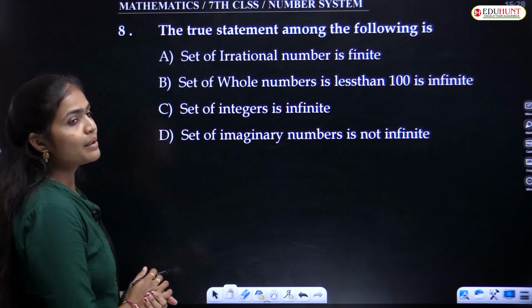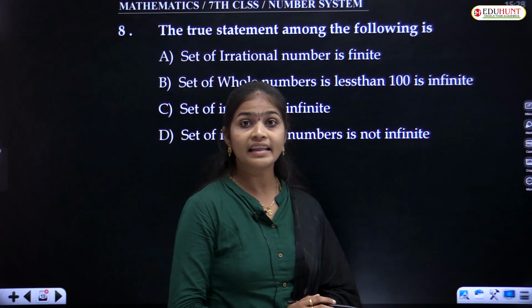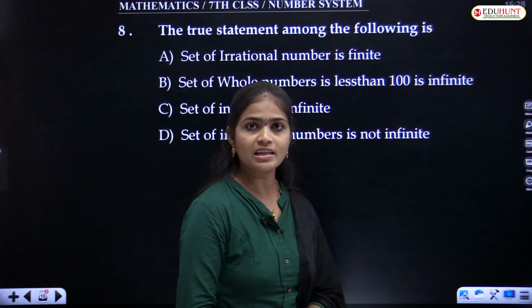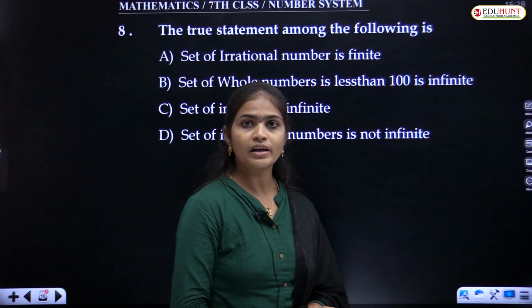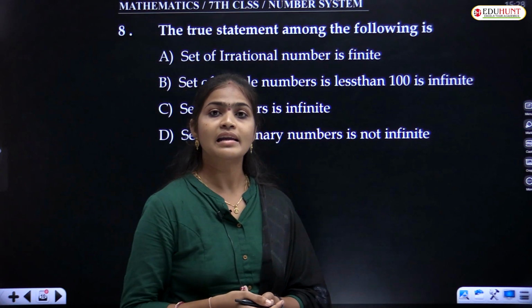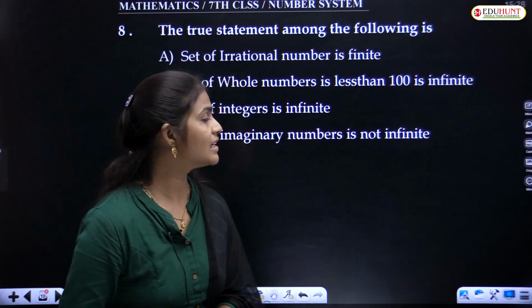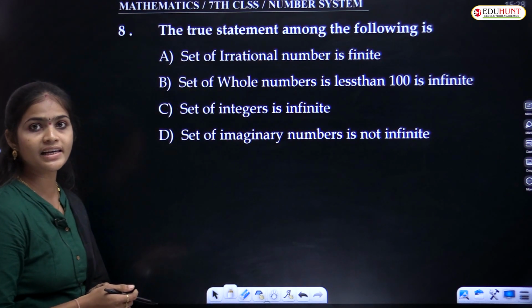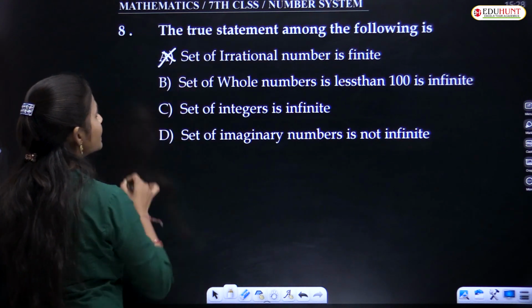Okay, so what is the true statement among the following? Set of irrational numbers is finite. Is it possible? Root 2, root 5, root 7, root 11 and so on. The numbers are infinite, right? But here they are saying that the set of irrational numbers is finite. So this is a wrong statement.